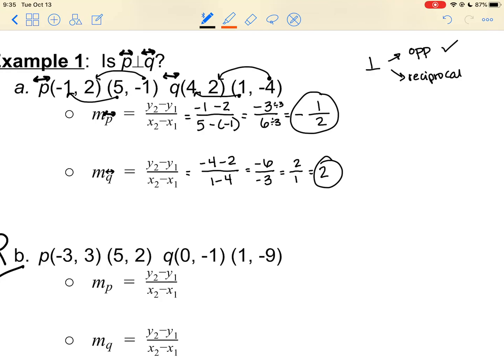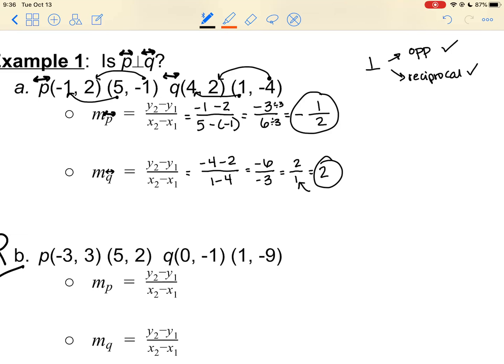Now we need to know if they are reciprocals of each other. So is one fraction the same as the other if you flip it over? In line P, we have 1 over 2. And in line Q, we have 2 over 1. Since those are the same numbers, it's just that in the first one, 1 was the numerator and in the second one, 1 was the denominator, and I'm looking at this fraction before I simplified it all the way down. That is the same, it's just flipped over, so they are also reciprocals.